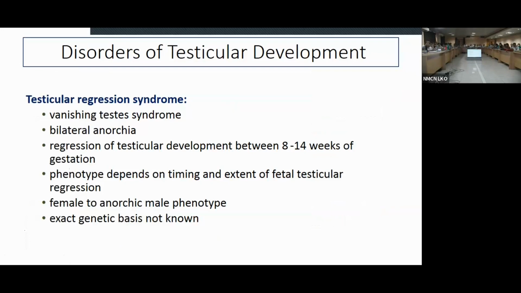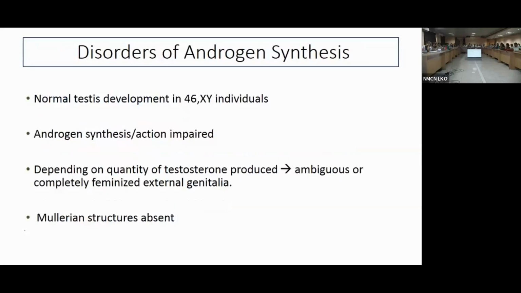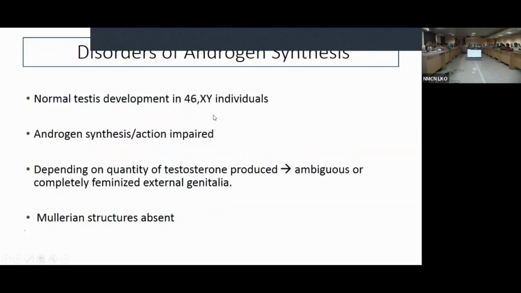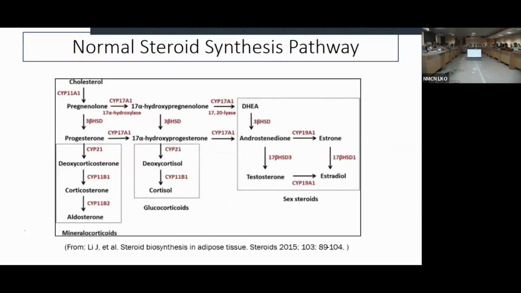Testicular regression is also known as vanishing testes syndrome. So here there is initially normal testicular development, but for some reason, and in the majority of the cases the reason remains unknown, the testes start regressing between 8 to 14 weeks of gestation. And depending upon the timing and the extent of the regression and how much fetal testosterone has been produced, you can have again variable degrees of ambiguity, and also the Mullerian structures may or may not be present depending upon how much AMH has been produced in fetal life. But these individuals will have normal 46XY karyotype. So that was about gonadal dysgenesis.